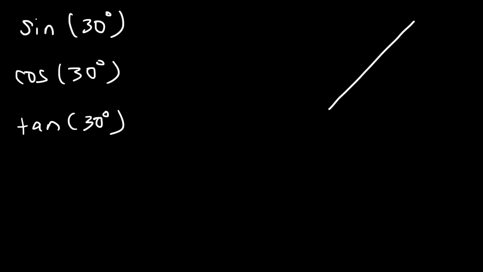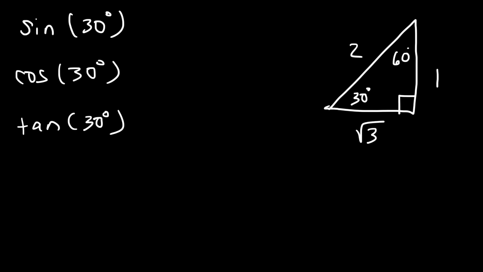Now you need to be familiar with some special right triangles, particularly the 30, 60, 90 triangle. Across the 30 is 1, across the 60 is the square root of 3, and across the 90 is 2. So if you wish to calculate sine 30, it's going to be opposite divided by the hypotenuse. And so sine 30 is 1 over 2. Cosine 30 is going to be adjacent to 30, which is square root 3, divided by the hypotenuse. So that's going to be square root 3 divided by 2.